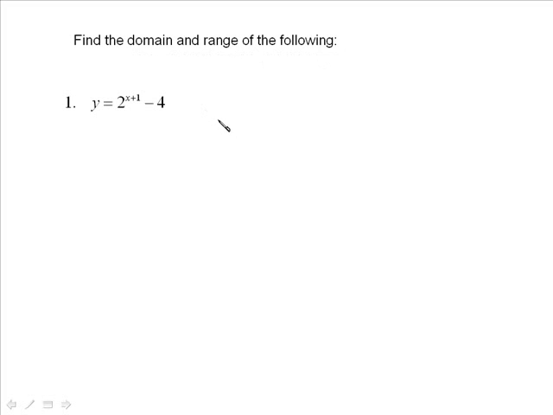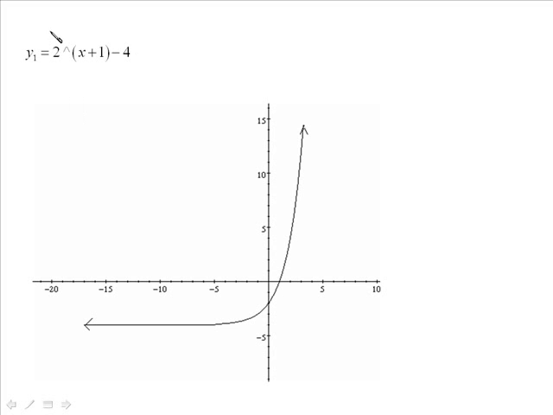So, to start, let's find the domain and range of the following. y is equal to 2 to the x plus 1, minus 4. Now, before we really launch into this question, I would remind you, or have you pay attention to the transformations of this graph. This started off as y is equal to 2 to the x, and it's been translated 1 unit to the left and 4 units down. Now, if you were to graph that on your calculator, make sure you put brackets around the x plus 1, and you'd get something like this.